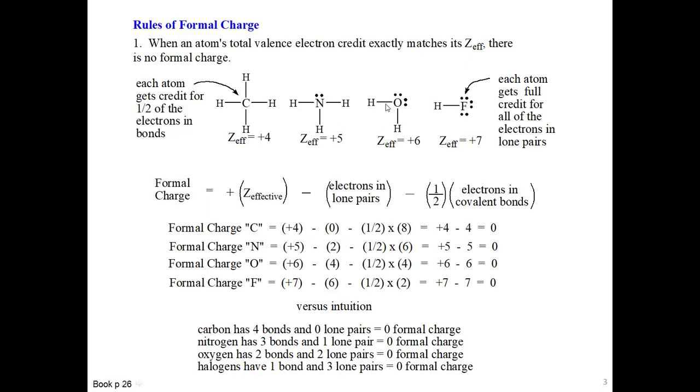For oxygen, oxygen makes 2 bonds and has 2 lone pairs. So if we look at our little formula, oxygen has a Z effective of +6. It has 4 electrons in lone pairs for itself. It has 1/2 of the 4 electrons in the 2 bonds, and that comes out to 6 - 6, or 0 formal charge. And we don't expect water to have formal charge. We never write it that way.